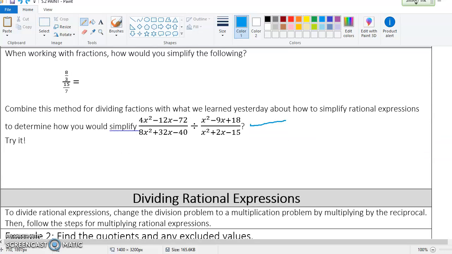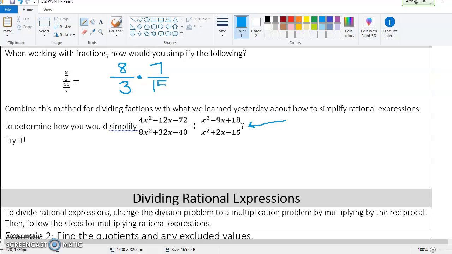Now, I'm not going to go over this one right this second, but I do want to go over the basic idea. Whenever you divide with fractions, and you learned this a long time ago, you flip the second fraction, and then you multiply.